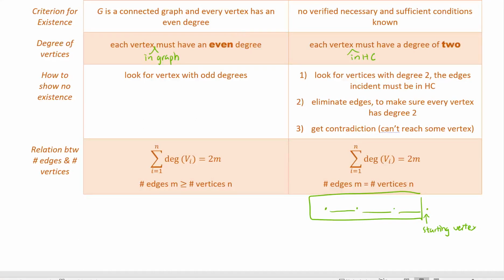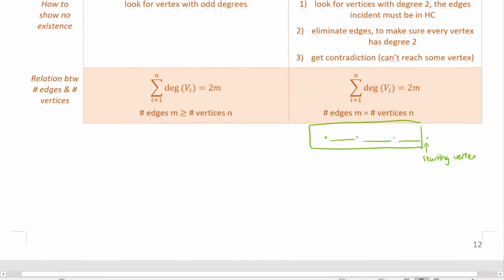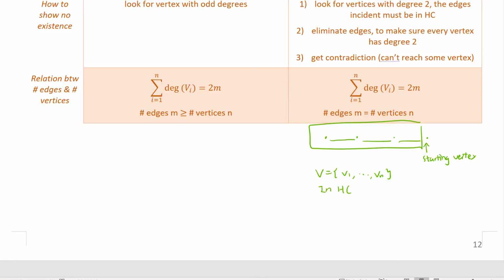Or I can use another way to show you. Let the vertices in the Hamiltonian cycle be listed as v1, v2, up to vn. Then in the Hamiltonian cycle, the degree of each vi equals 2, right?